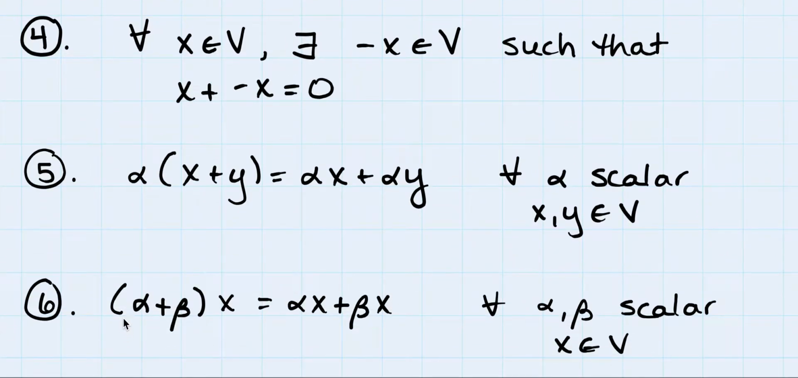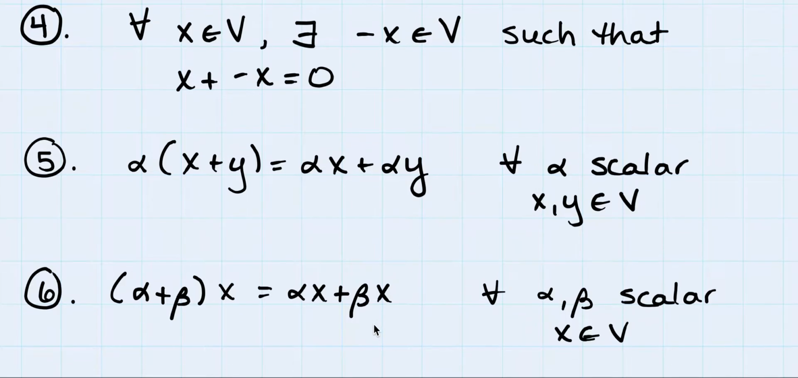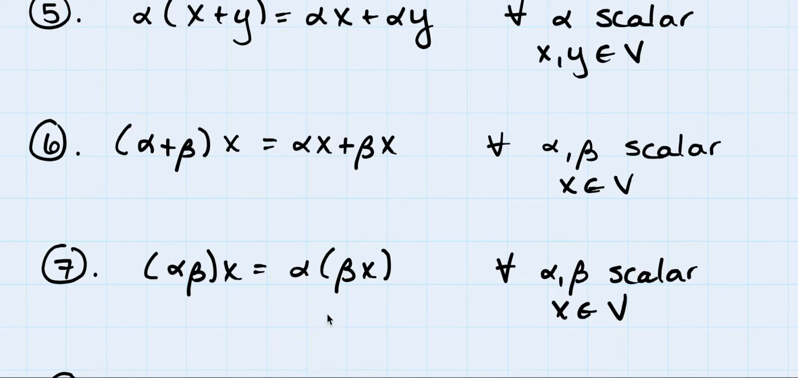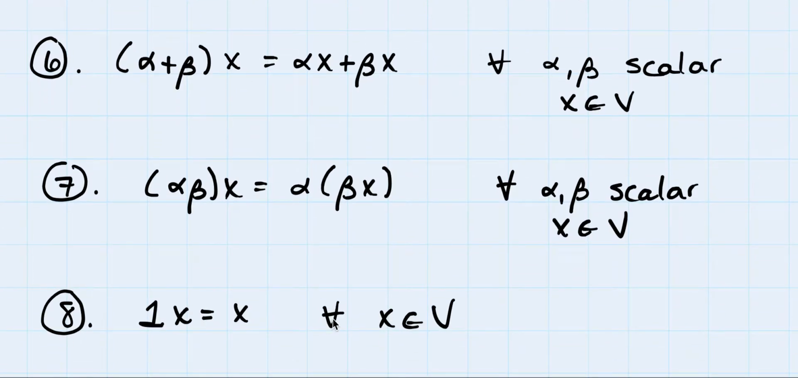The next property is that if you add 2 scalars and then multiply it with a vector, what you could do is multiply the vector with the 2 scalars and then add that together. Those should be the same. The seventh property is that if you multiply two scalars together, then multiply it with a vector, it's the same thing as multiplying one of the scalars, the one in the back, with that vector and then multiplying it with the other scalar. And the last property is that you're going to have this scalar, which is the number 1. And if you multiply your vector by the number 1, you should get the vector again.